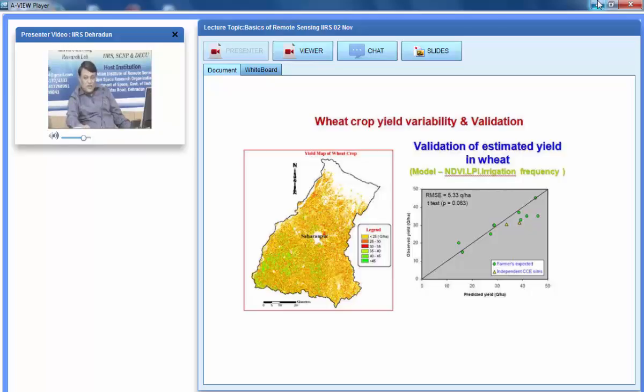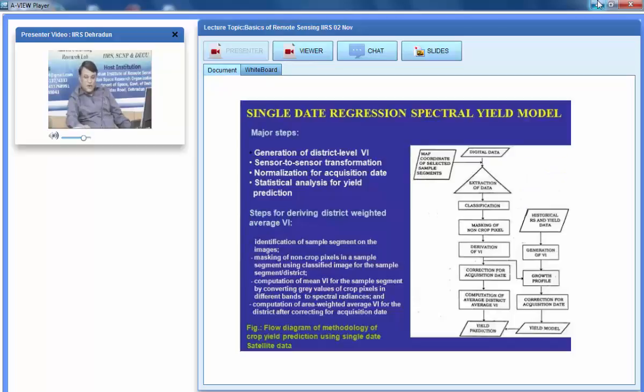Then there is also the single day spectral yield model, where historical yield data are related against the historical area weighted district level vegetation index of the specific crop, which is derived from the sample segment approach. This kind of district level yield model is used for forecasting. But such a relationship cannot be used for crop forecasting unless it is technologically trend corrected. So one needs to use technological trend as an additional variable.